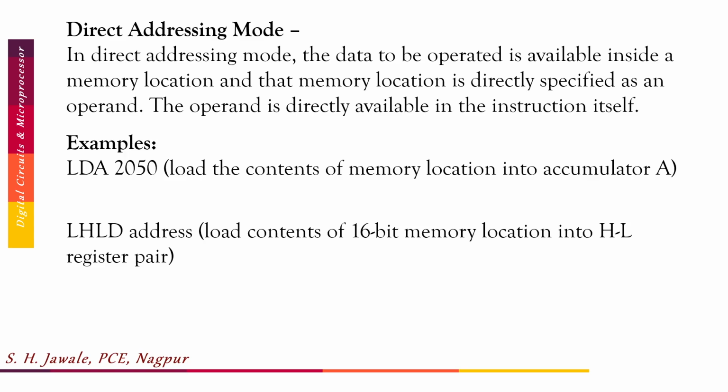Now, the next addressing mode is direct addressing mode. In direct addressing mode, the data to be operated on is available inside a memory location, and that memory location is directly specified as an operand. It means whatever data is required to execute the instruction is present in memory, and the address of that memory location is given along with the instruction.